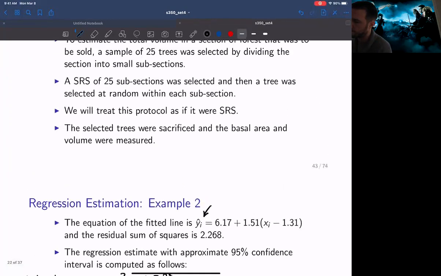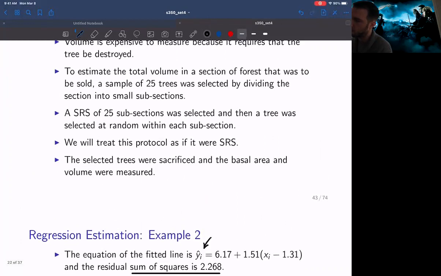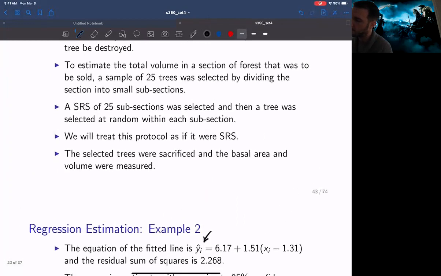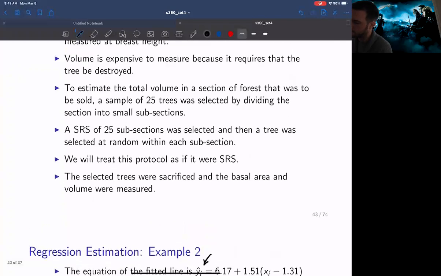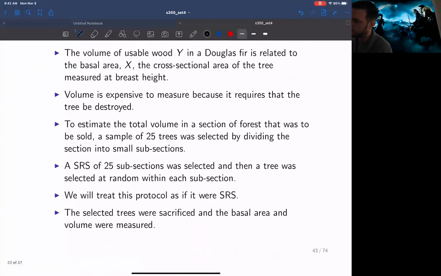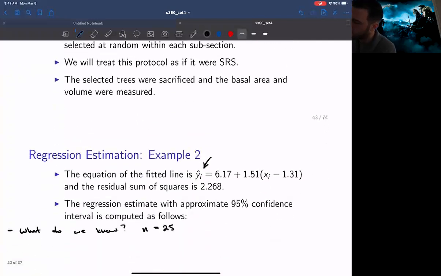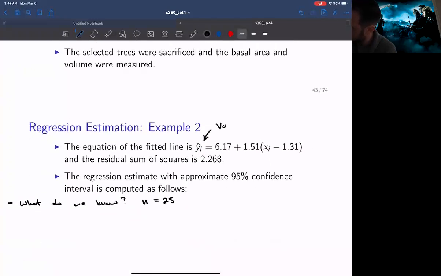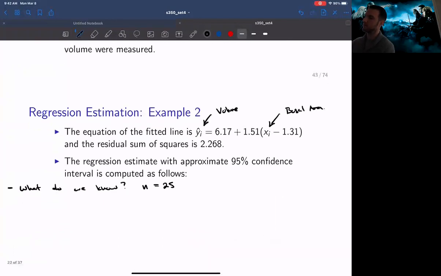So we want to estimate total volume based off of the basal area, I believe. So this yi here, this is going to be volume. And this xi here, this is going to be basal area.